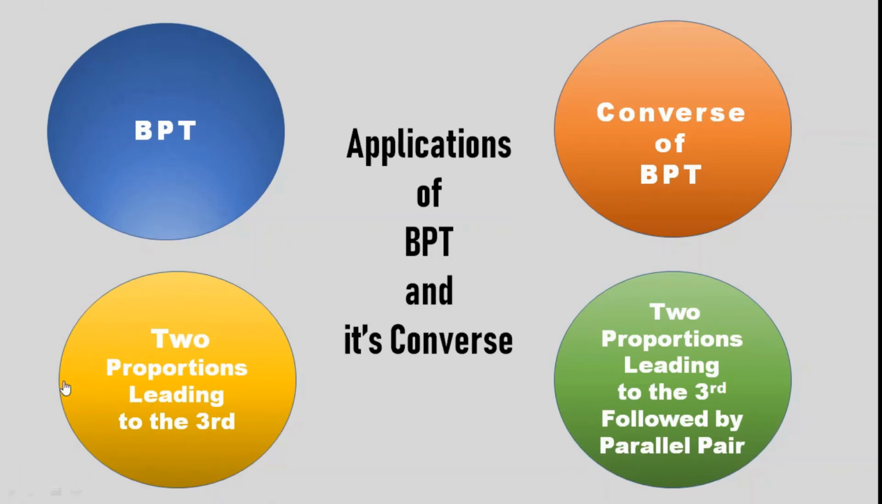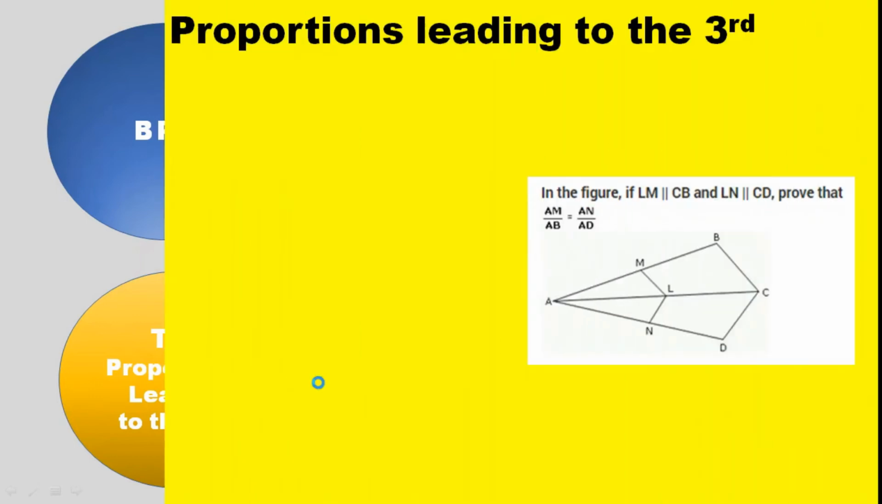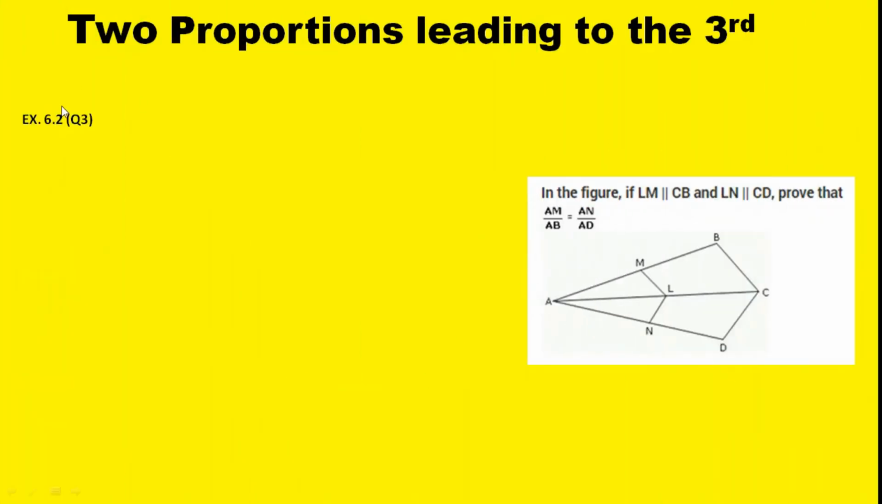Now let us look at further applications of BPT and converse of BPT to prove two proportions leading to the third. Rather, in this, we will be only using BPT. So let us look at this problem. This is 6.2 question 3. There are two triangles given to us and there are two pairs of parallel lines given to us. Please remember, each pair of parallel lines gives us one proportion. If there are two pairs, it will give us two proportions. So look at the shaded triangle, the blue one. This line is parallel to this.